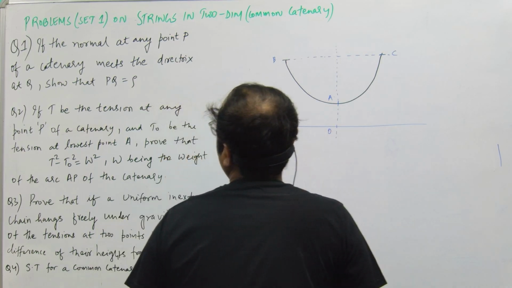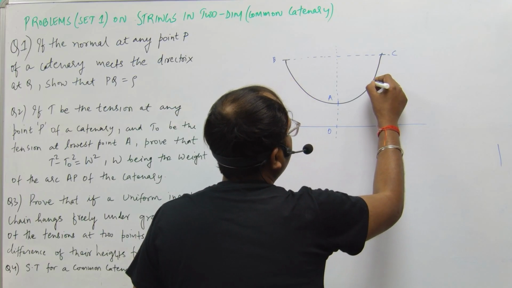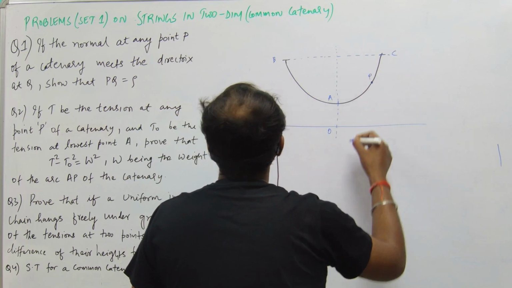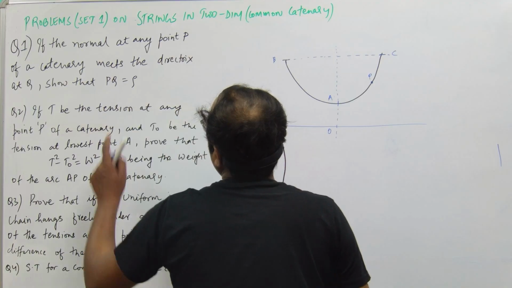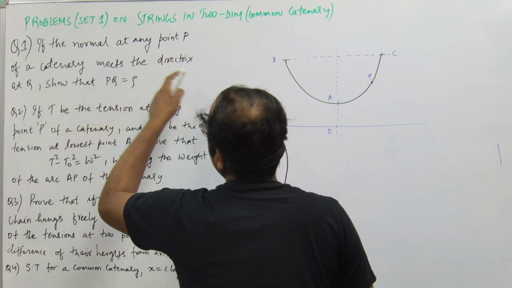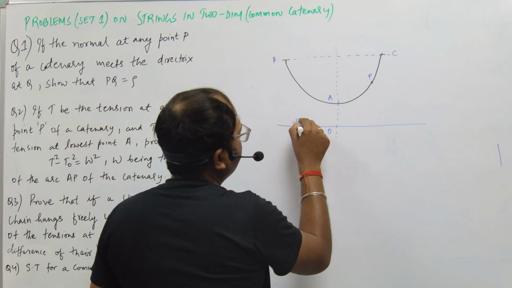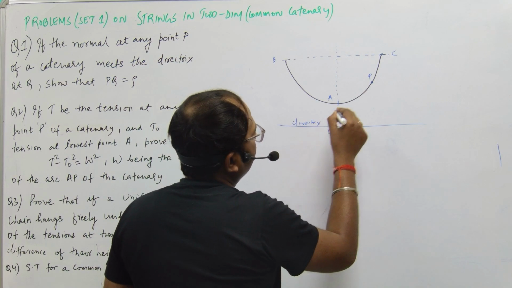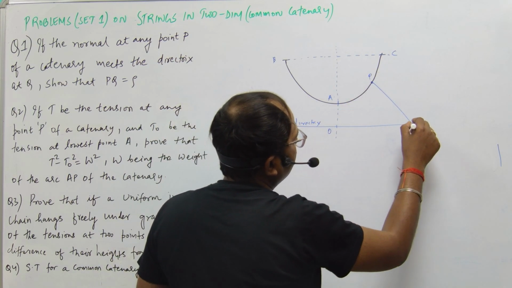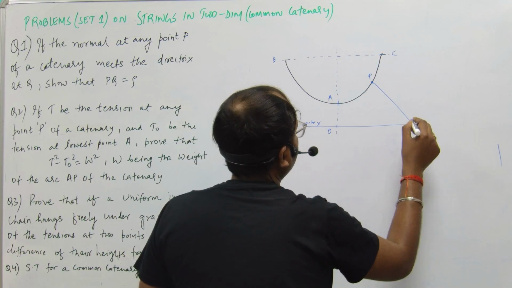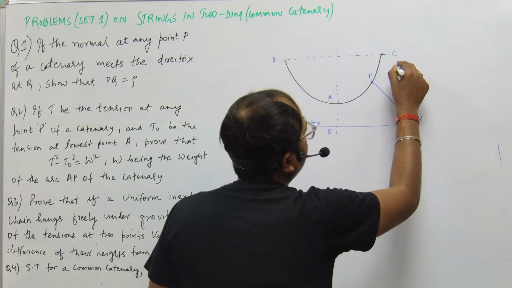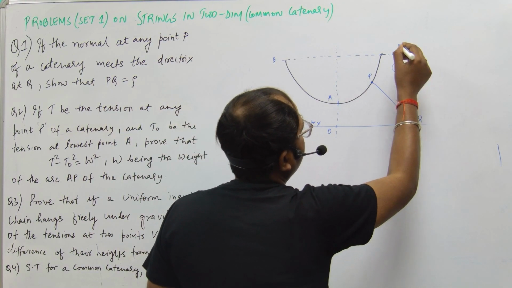Okay, so what is given in the question? Normal at any point P. Let us take this point as P. Normal at any point P of a catenary meets the directrix at Q. So this is the directrix. Normal at any point P meets the directrix at Q, and we have to show that PQ is equal to rho. This we have to show.